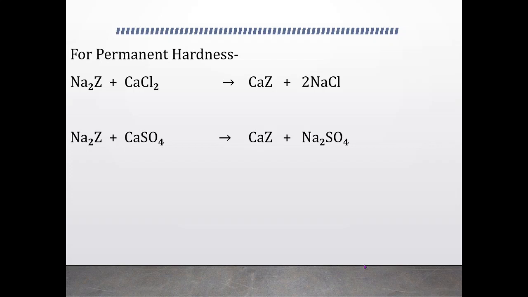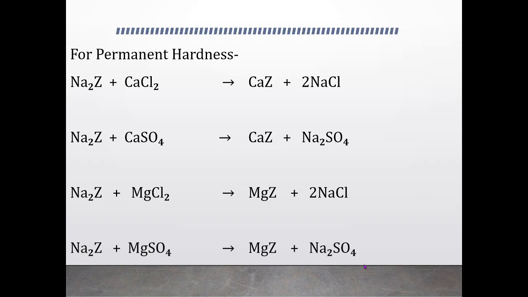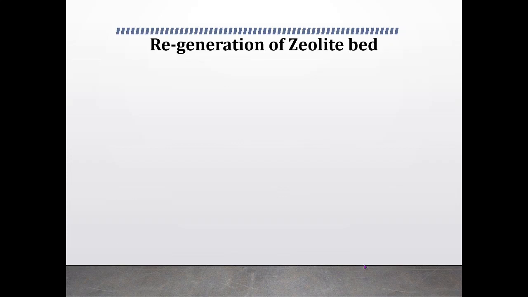If CaSO4 is passed through the Na2Z, we will get again CaZ, and the side product is Na2SO4. If MgCl2, then we will get magnesium zeolite along with NaCl. And if our water contains MgSO4, then we will get magnesium zeolite along with Na2SO4.